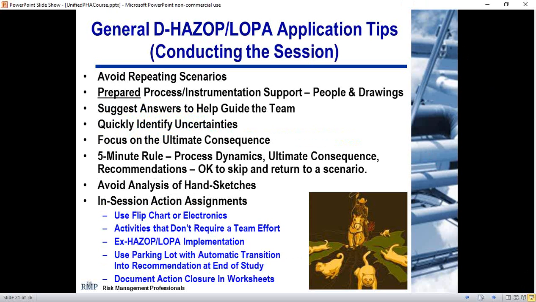If they can't figure out what the solution is in 5 minutes, the objective of the HAZOP and LOPA isn't to find the solutions, but to identify the problems. So, 5-minute rule. If they can't do it in 5 minutes, you've got to stop. It's okay to skip and return and come back to that scenario.